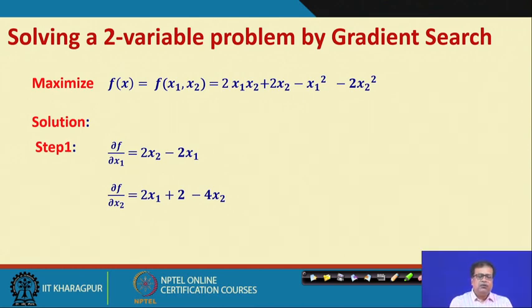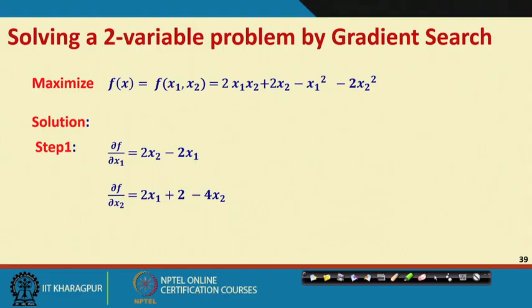Supposing we need to maximize a function f(x), where x is two variables x1 and x2, and the function is 2 x1 x2 plus 2 x2 minus x1 square minus 2 x2 whole square. If you want to see this problem in more detail, you can look at the Hillier-Lieberman operations research book, where the problem is solved as well. I have taken it from there.